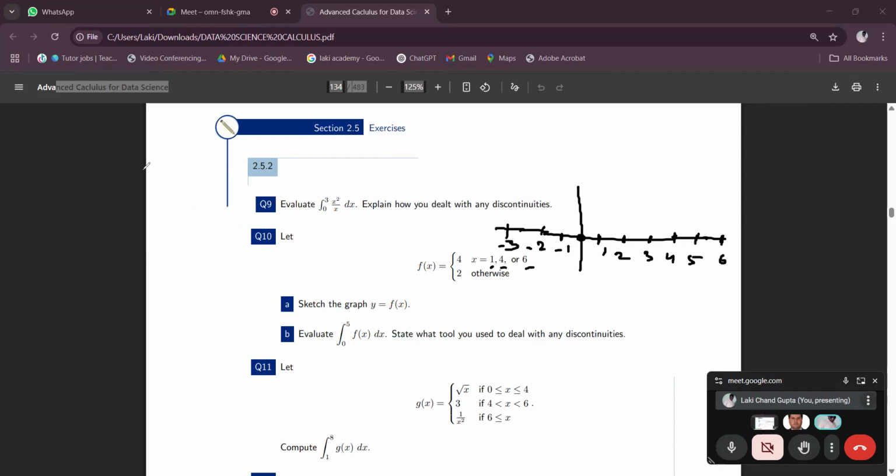Now you can see the function is equal to 4 when x is 1. Suppose this is 4, and this is 2. The function is equal to what? 4 when the value of x is what?